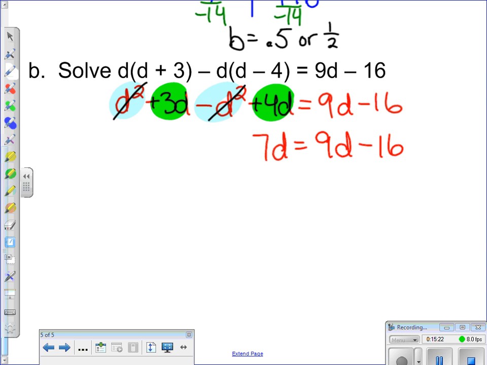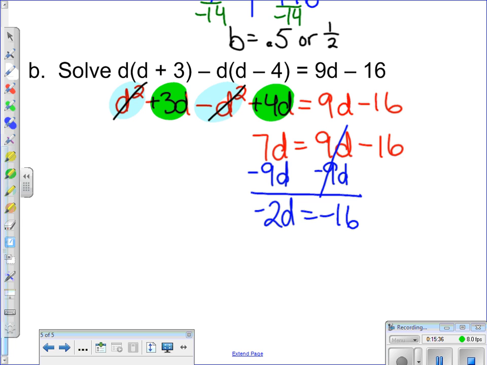I got a 9d and a 7d. Normally I would subtract a smaller one, but in this case, 16 is the only number in this problem. So I'm going to get rid of the 9d instead. That gives me negative 2d equals negative 16. Divide by negative 2, and d equals 8.